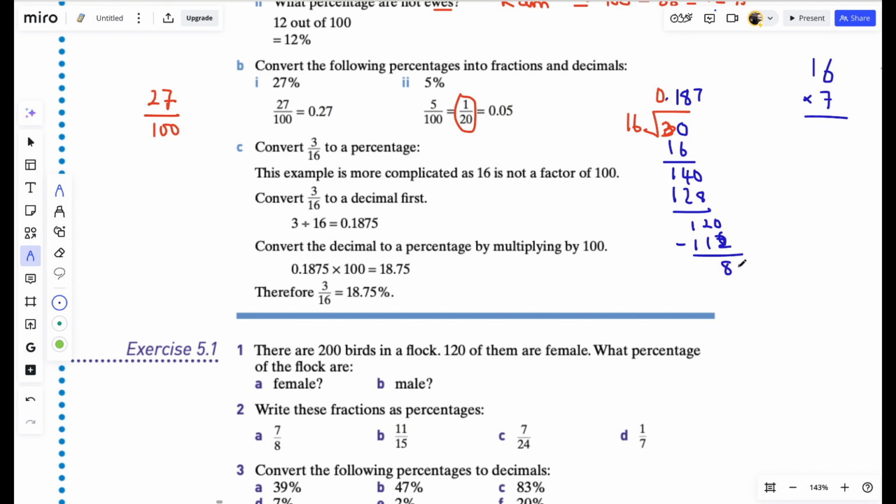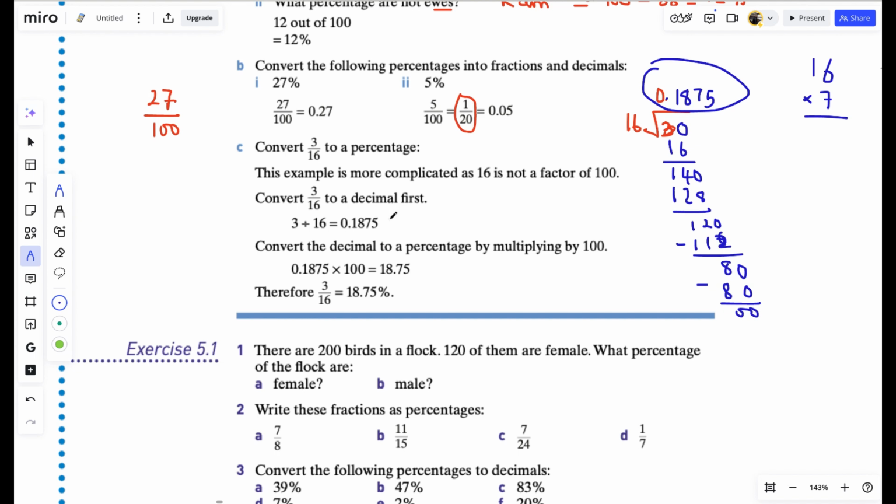So 8, you add 0 again, become 80. 80 divided by 16, we get 5, right? 5 times 16, we get 80. So this is the end of it. Once you get the same number, that's the end of it. If you subtract, you get 0. So the number on top is your decimal. So once you get this decimal, it's easy to change: 0.1875.